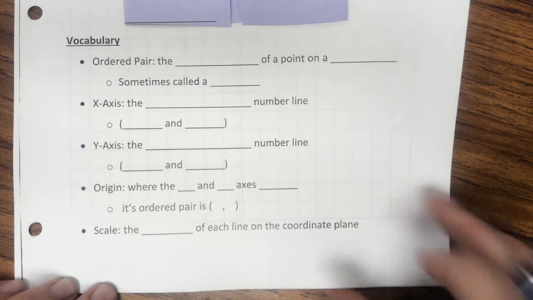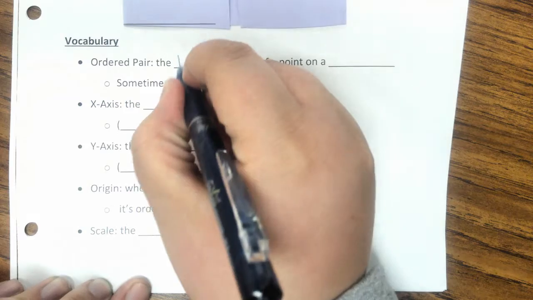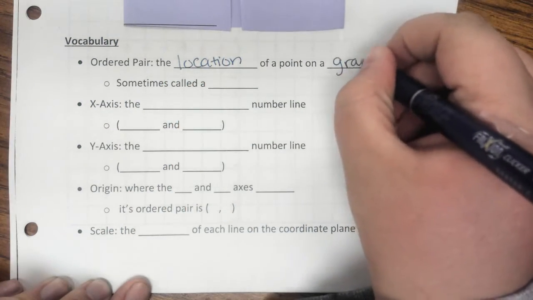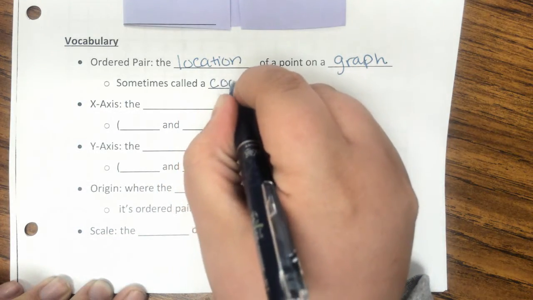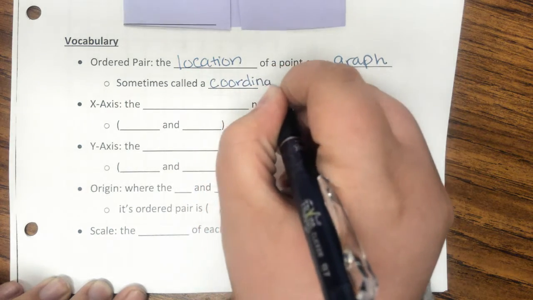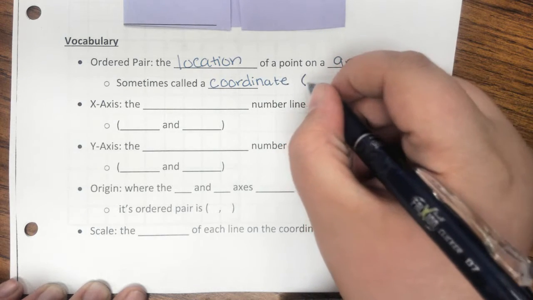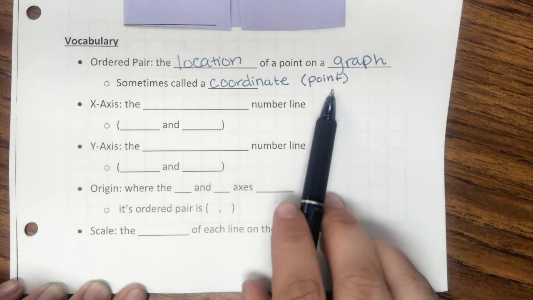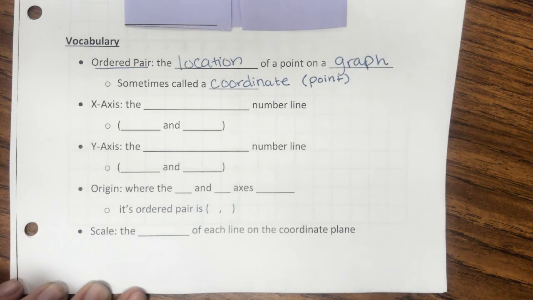Okay. So an ordered pair is the location of a point on a graph. Sometimes this is also called a coordinate. Sometimes math people, especially, we get super lazy and we just call it a point. So sometimes you might hear me say the word point. If I say point or coordinate, I'm really talking about the ordered pair, the location of the point on the graph.